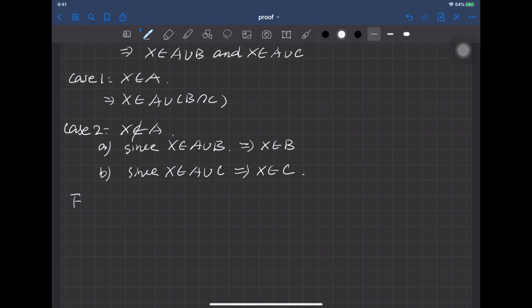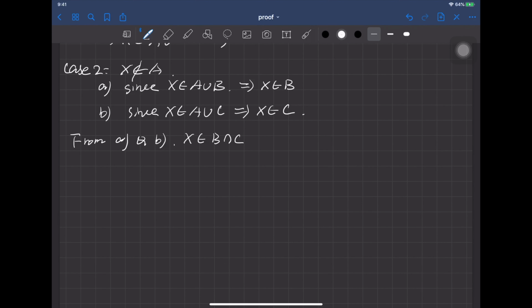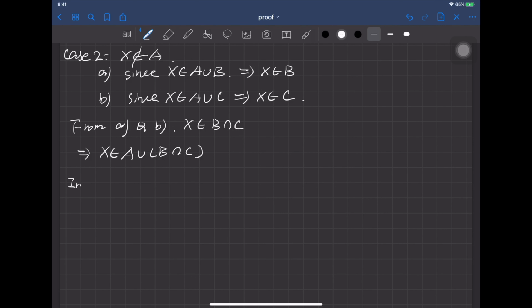Now for B and C, we have X is an element of the intersection of B and C. This is from the definition of the intersection, which means X is in both sets B and C. Then it follows from the union that X is an element of A union the intersection of B and C. So in both cases, by the definition of the subset, the intersection of A union B and A union C is a subset of A union the intersection of B and C.